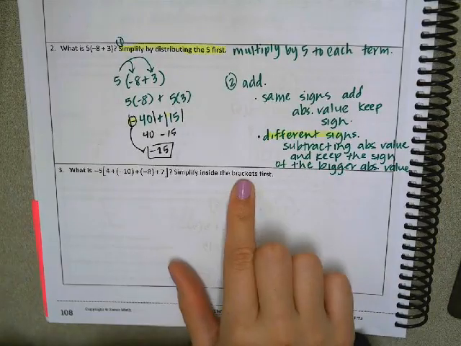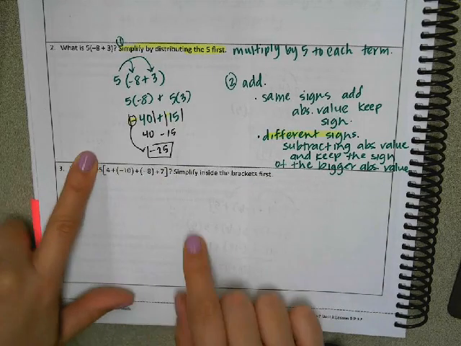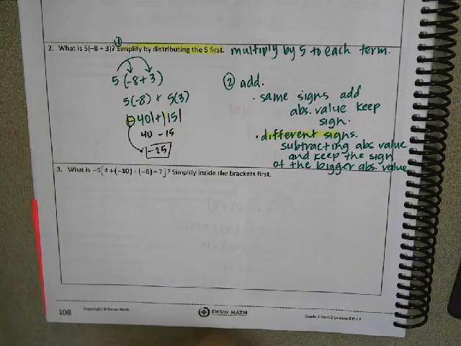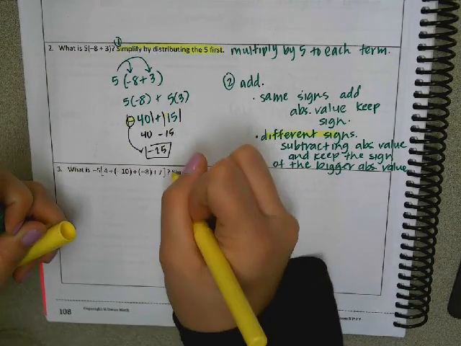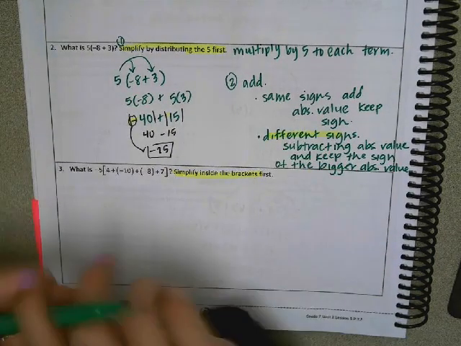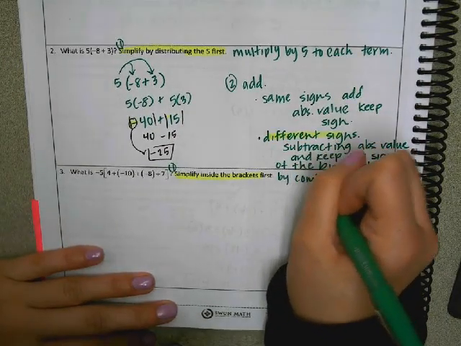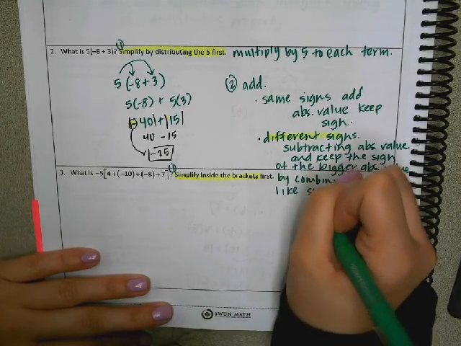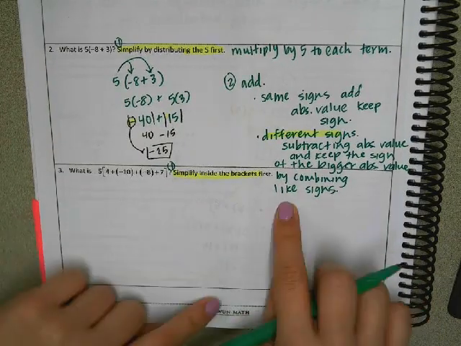So the next one, a little bit longer, same thing, we're going to simplify the brackets first. So inside here, let's ignore the 5 or negative 5 on the outside and simplify inside first. Let's combine like signs, so let's make this our first step, combining like signs. Okay, that's going to be our first step right there. Simplify by combining like signs.